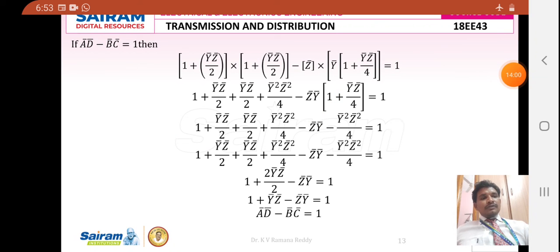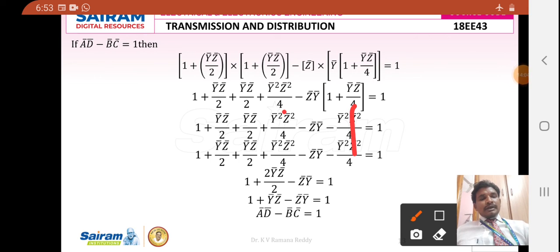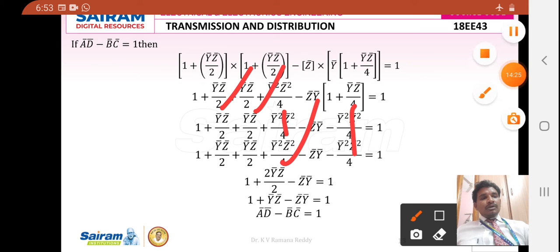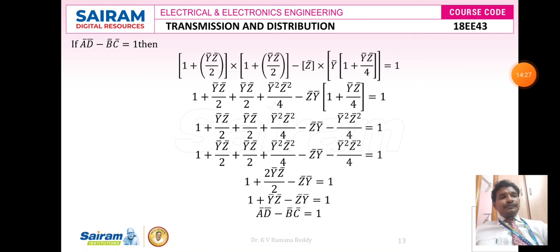In this equation, if you closely observe, it is very clear that this term gets cancelled, that is Y square into Z square bars divided by 4. And here Y bar Z bar by 2 plus Y bar Z bar by 2 are both added, giving 2 Y bar Z bar by 2, and again the 2 gets cancelled. Then the remaining equation is 1 plus Y bar Z bar minus Z bar Y bar is equal to 1. Therefore, the given network is a symmetrical network, where it satisfies the property of A bar into D bar minus B bar into C bar is equal to 1. Thank you.